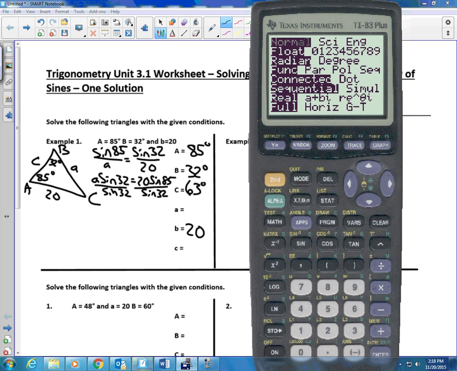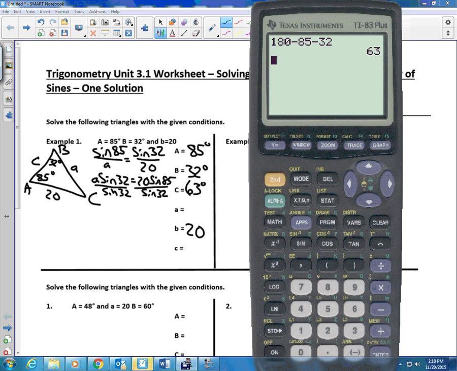So I'm going to make sure I'm working in degrees, not radians. And I go 20 sine of 85 divided by sine of 32. And I've got 37.60 if I round.